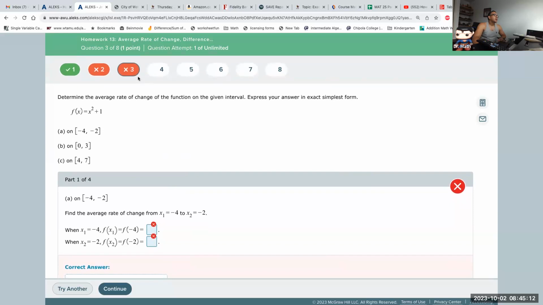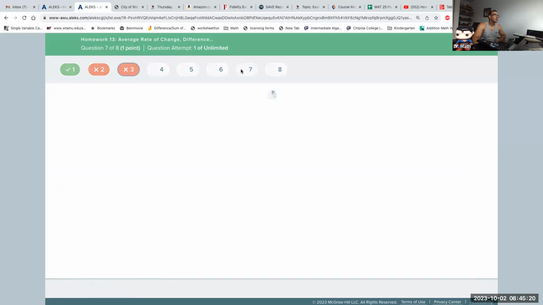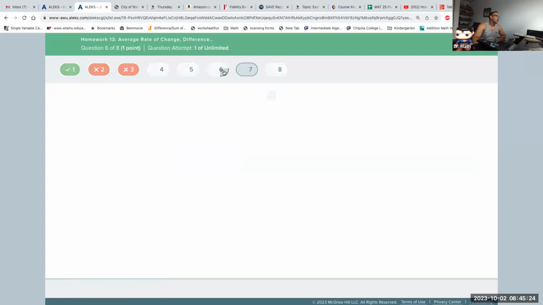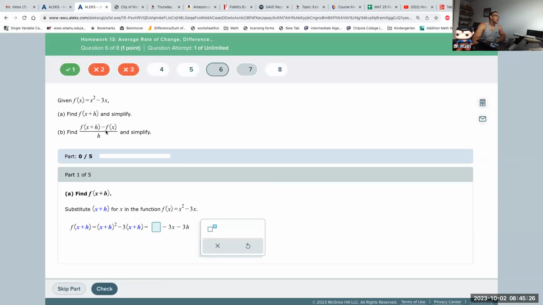So this is number 3. Throughout all the homework, you're going to be doing this right here until you get to a little bit of a change. Let's look at number 7. Same idea, the difference quotient. And number 6. Number 6 is going to give you the difference quotient, which is part B.